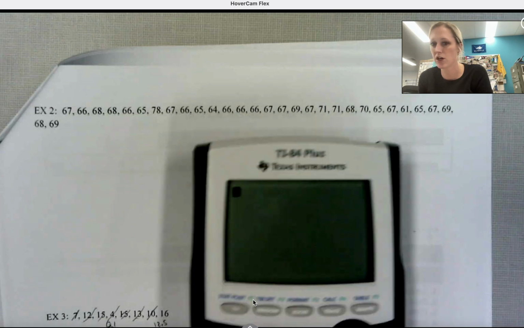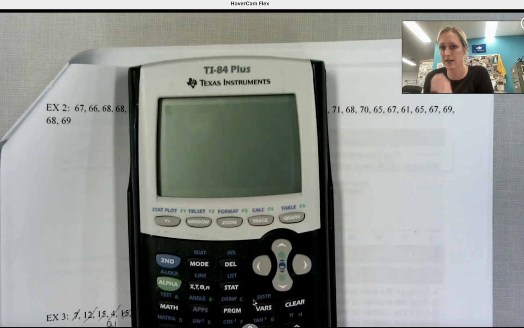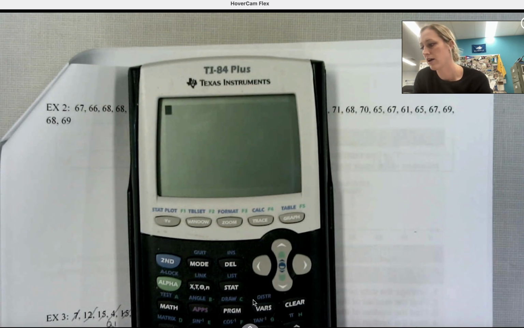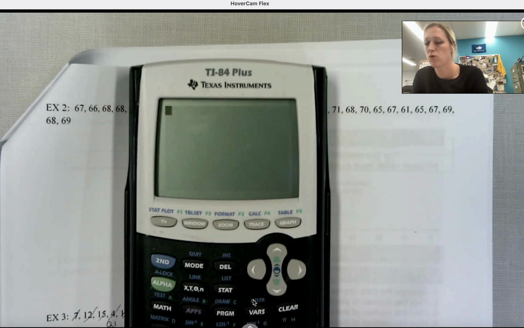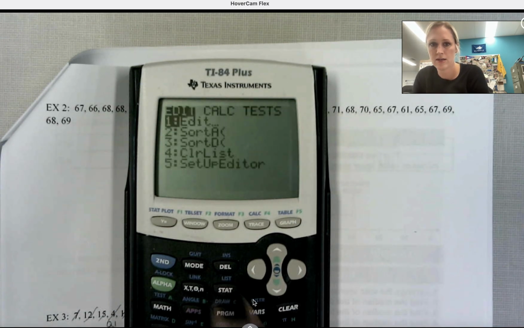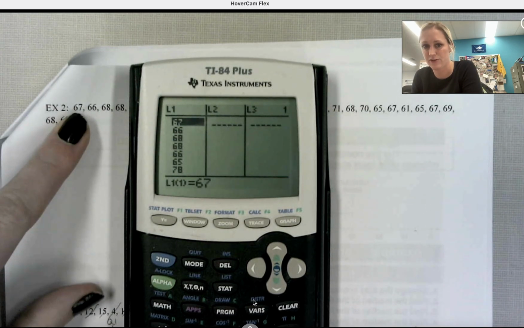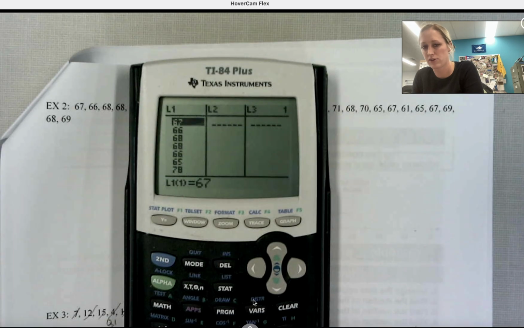Okay, so how we do that, so I have a TI-84 Plus. All of your teachers have a few of these in your class that you can use in the room, or you can obviously always get your own too. So what we're going to do is hit this stat button right here, and click on edit. Okay, so I've actually already entered these numbers in here, but basically what you do is you just type a number, 67, and hit enter. And you just keep going until you've entered all of them.